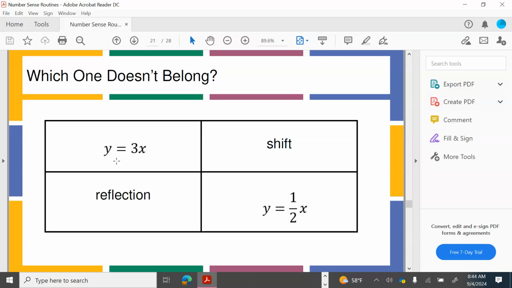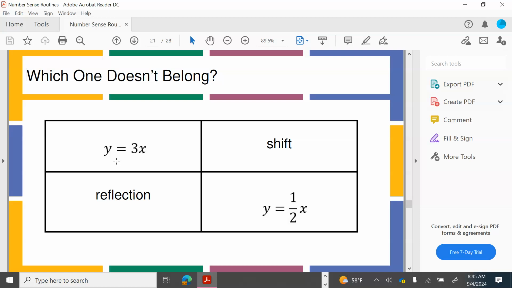Why wouldn't one belong? We talked about the reflection. The other part that the slope deals with is the steepness. How would you describe this steepness? Steeper, yes. Steeper than, let's say, this one. I don't really know what the slope is, but I know it's negative. I'm assuming the slope didn't change here, but the y-intercept did, and it's definitely steeper than this one. Sure. So that means this one is less steep, yes.